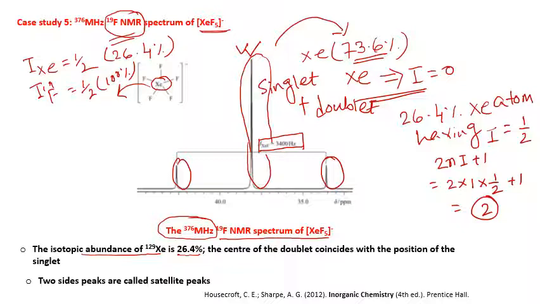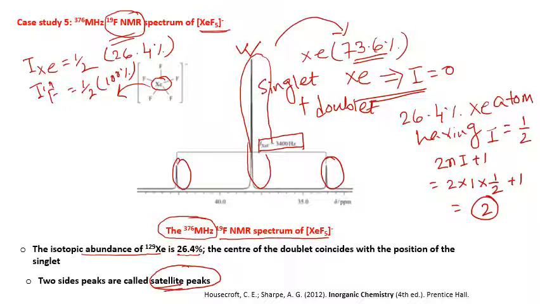Now if you calculate the center of this doublet, it falls in this region: the center of the doublet coincides with the position of the singlet. This happens because all the 19F nuclei resonate at the same frequency. These two small peaks shown over here, the doublet, are called satellite peaks. This is a very important term. So these two side peaks are called satellite peaks.